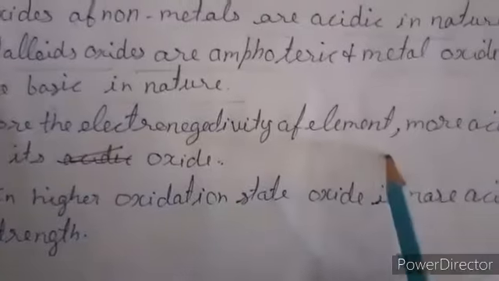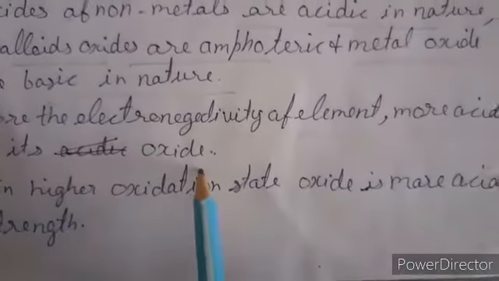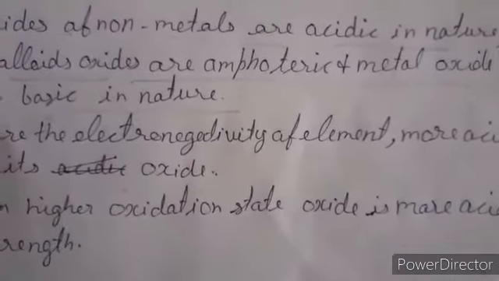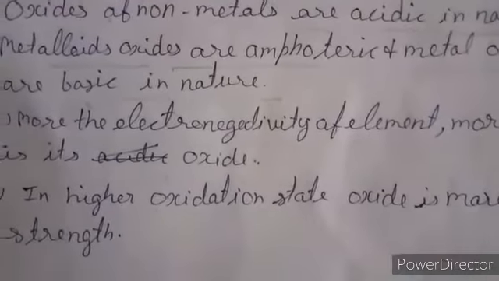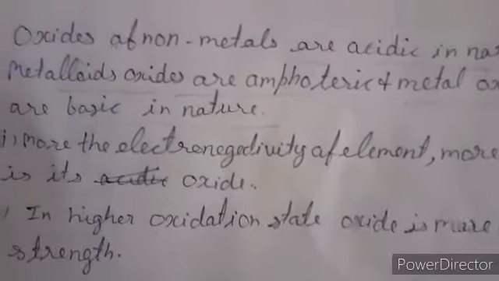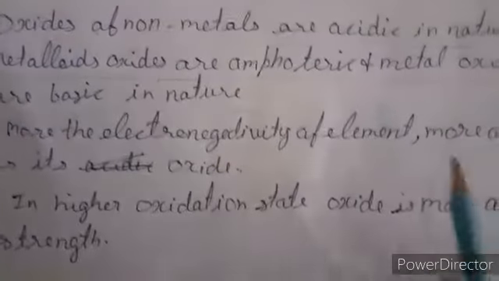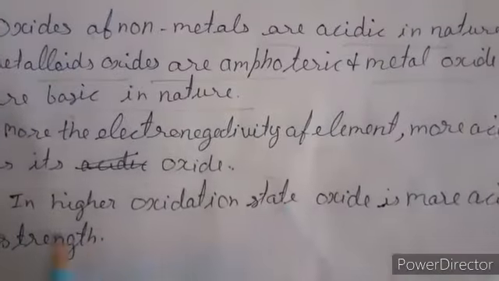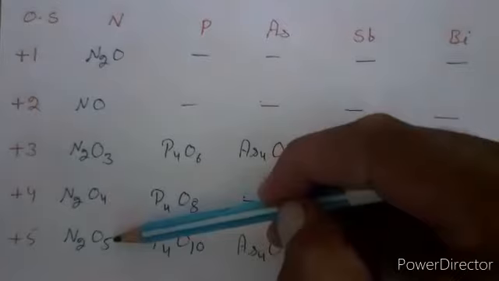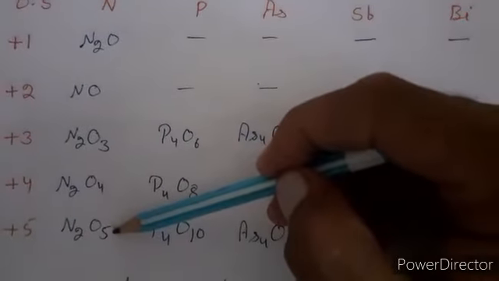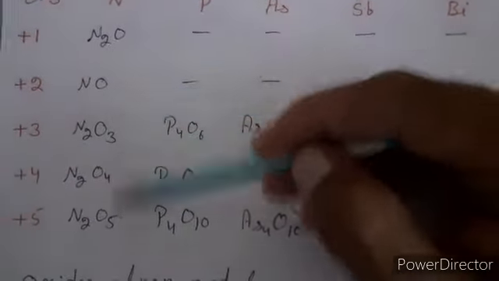The more the electronegativity of an element, the more acidic is its oxide. Whichever group 15 element has higher electronegativity, its oxides will be more acidic. You already know nitrogen's electronegativity is the highest, so its oxides will be more acidic. Second point, in a higher oxidation state the oxide has more acidic strength. So out of these five oxides of nitrogen, N2O5 is more acidic than the other oxides.